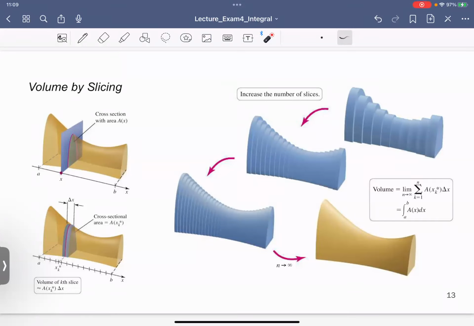So the idea of the integration is that when you see the summation and you want a summation infinitely many times, n going to infinity, the limit of the sum is going to be replaced by integration. This is the meaning of the integration in calculus.